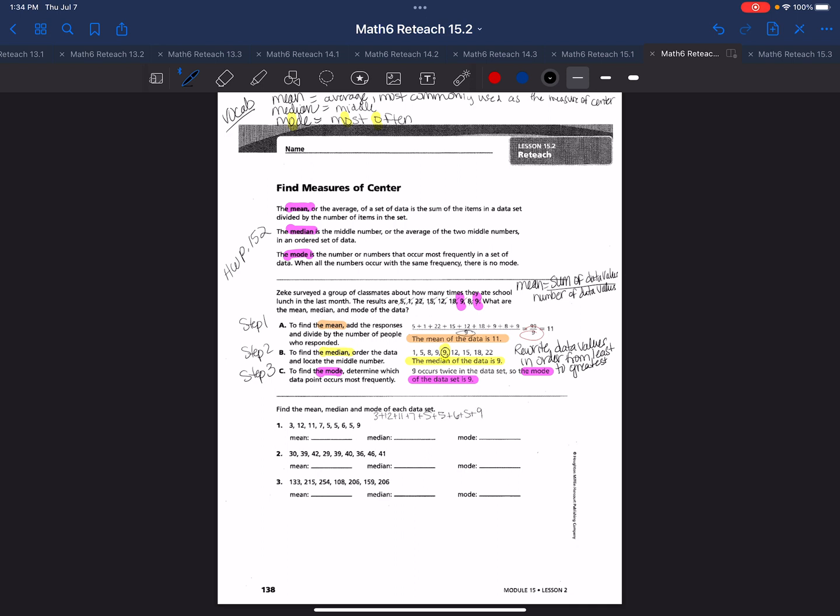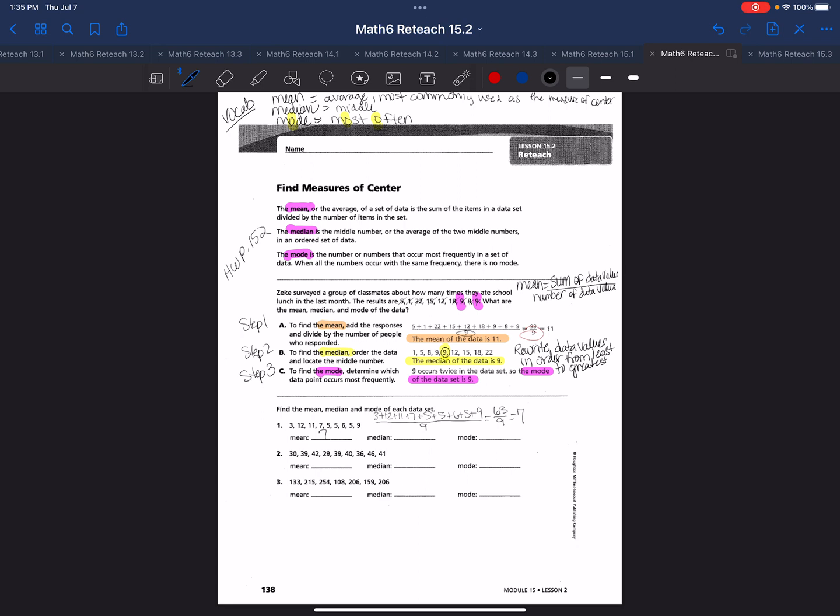So go ahead and take the sum, and then you need to count how many are in this set. We have 9 data values. So then we get 63 divided by 9, which is 7. So that is my mean.